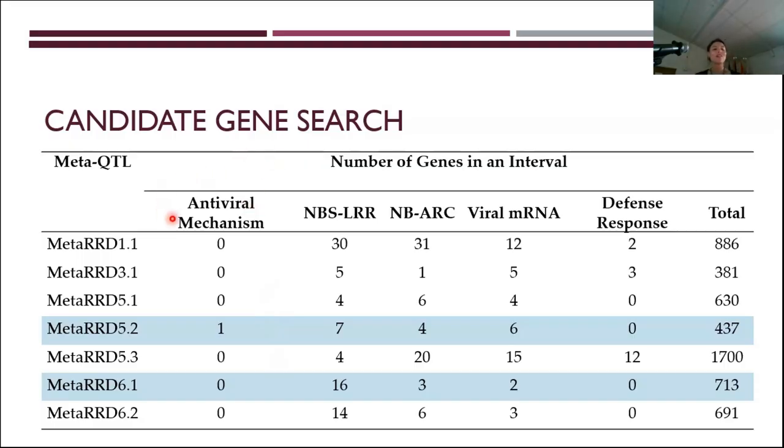were antiviral mechanisms. The next two on this table are basically R genes. This next one is an interesting one. I'll talk about it in a second, but it's viral mRNA translation or synthesis. And then also just general defense response genes. So if we're looking at our two highly interesting meta-QTL, we're seeing that 5.2 has a really nice small consensus region, and it also has that antiviral mechanism. So that's really exciting.